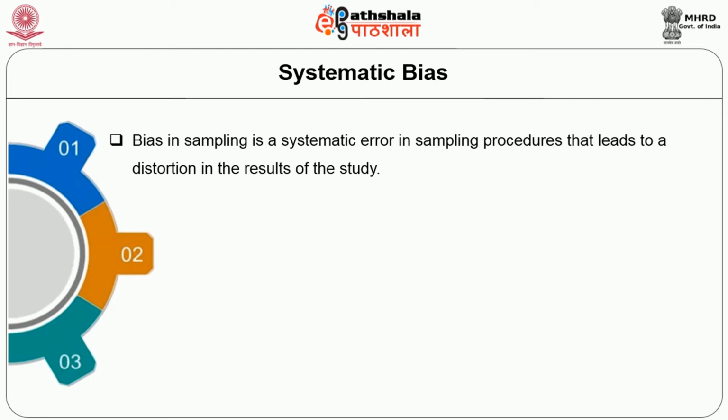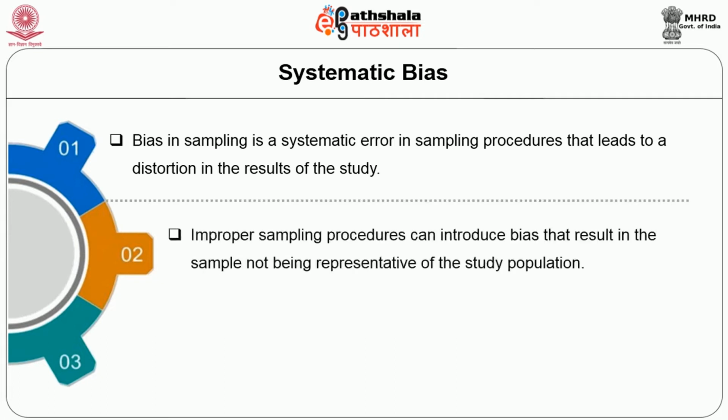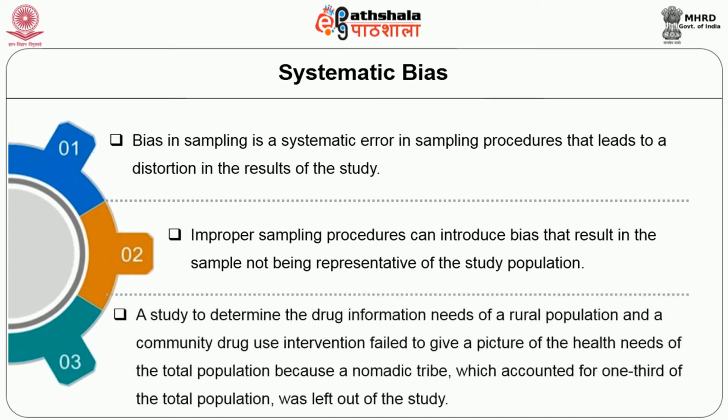Systematic bias. Bias in sampling is a systematic error in sampling procedures that leads to a distortion in the results of the study. Improper sampling procedures can introduce bias that results in the sample not being representative of the study population.